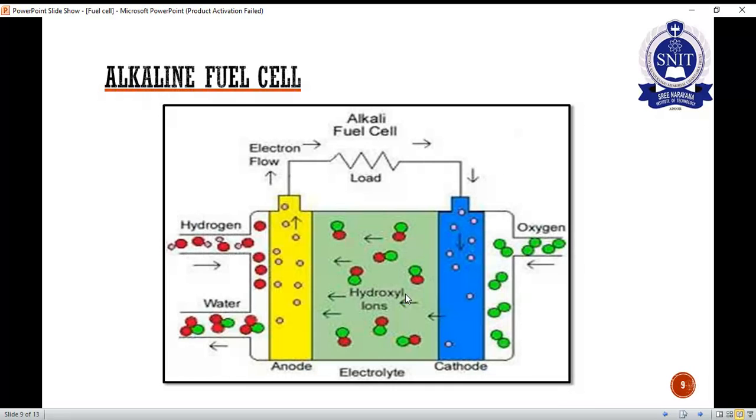So this is the figure of an alkaline fuel cell. What is the difference here? The difference in fuel cells comes from the electrolyte used. When we use an alkaline solution as the electrolyte, that fuel cell becomes an alkaline fuel cell. Here we are using hydroxyl ions as the electrolyte, and this makes the cell an alkaline fuel cell.